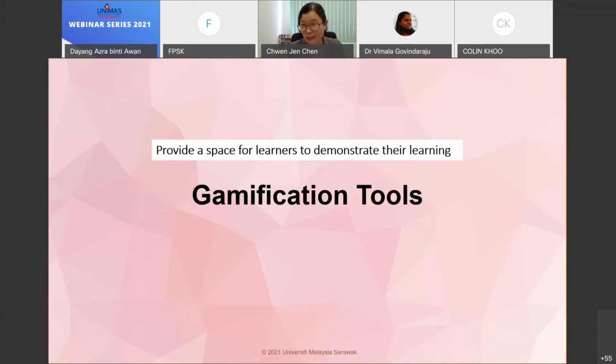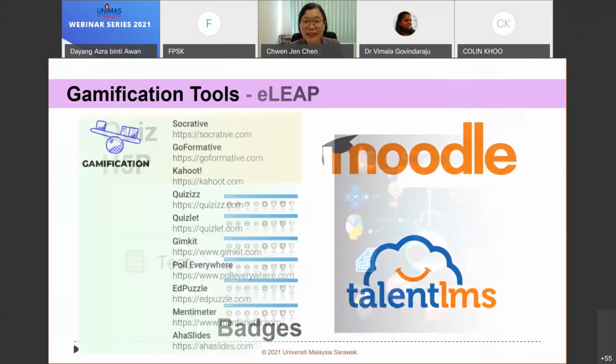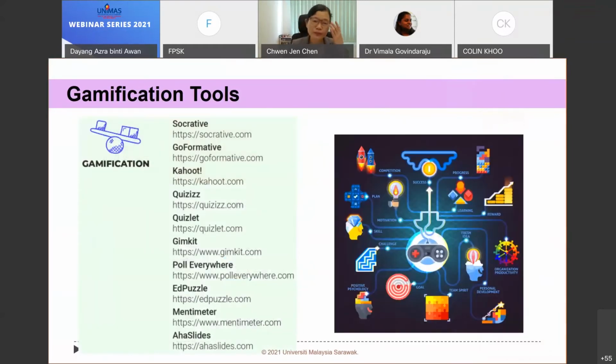Maybe you want to use some gamification tools to allow that, okay? So within Elite itself, you can have a quiz or H5P, right? Or you can use external tools such as the one listed here. All right, so I'm not going to go into detail on all this, yeah, but basically just to give the idea that there is a need for you to have technological knowledge and to map it with your pedagogical requirements.